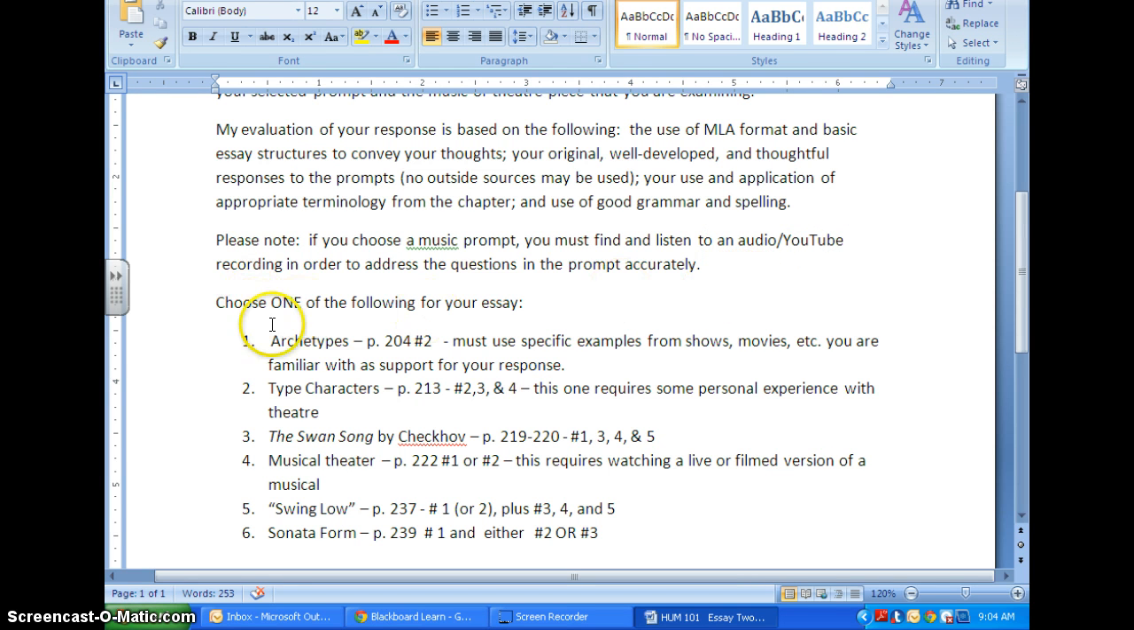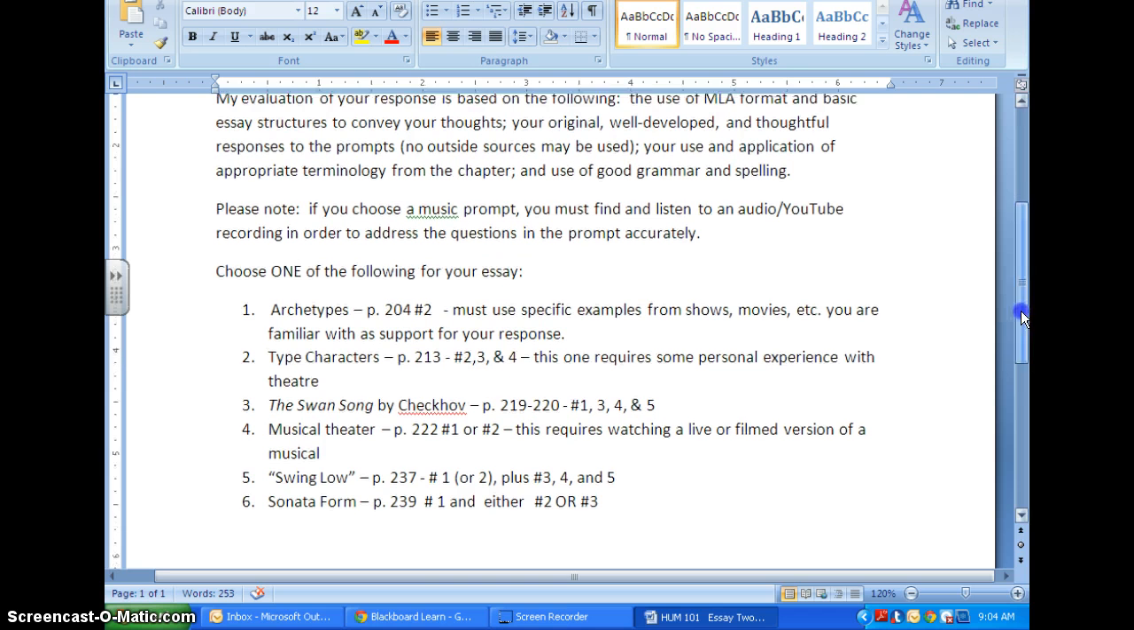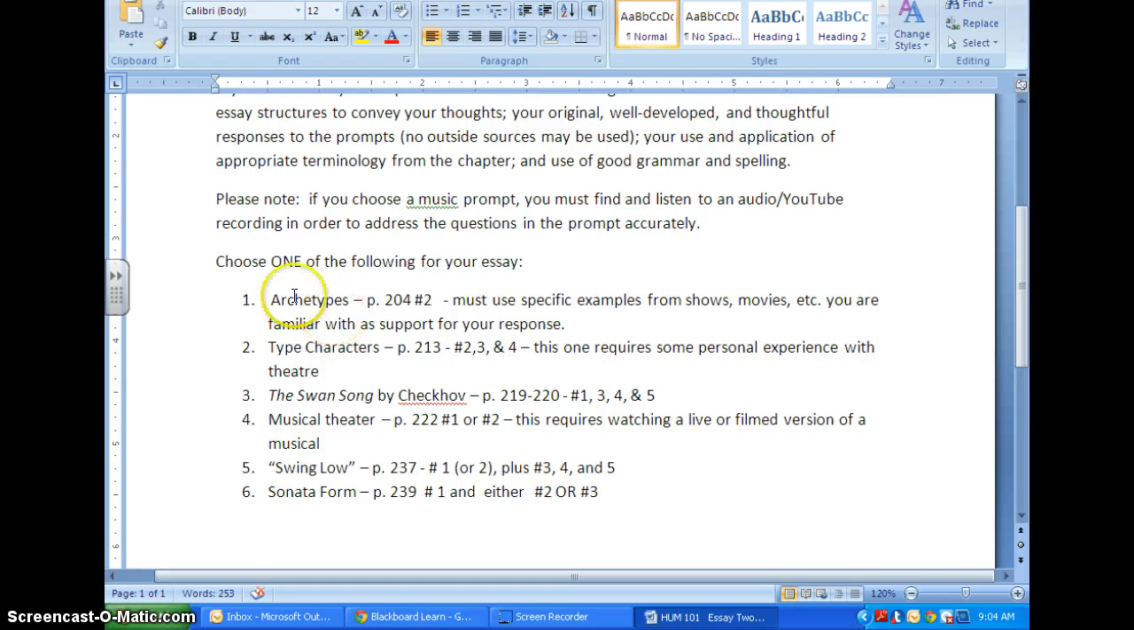Okay, here's the list, and I'm not going to read all the numbers, but you have to go through. You have 6 options. You pick one. The first 3 are related to theater, at that chapter. And the musical theater is kind of the combination of the two. And then there's two that are on music: the Negro Spiritual Swing Low, which is on page 237, and then the sonata form, which is discussed on page 239, so the classical one.